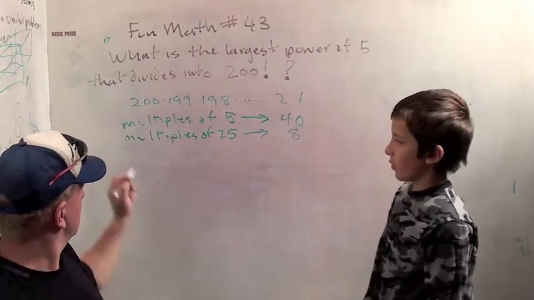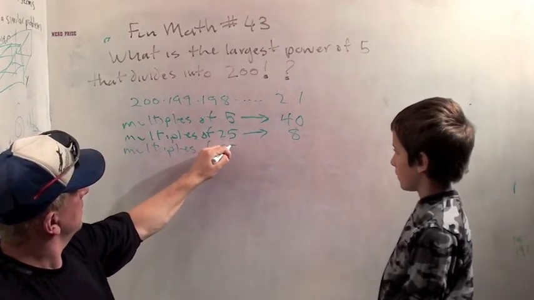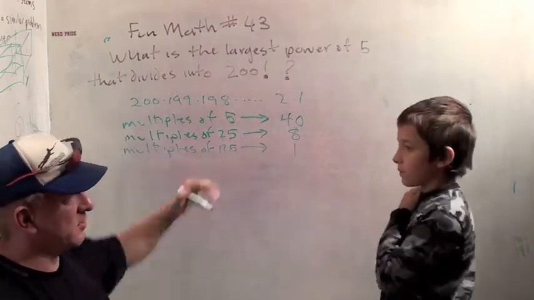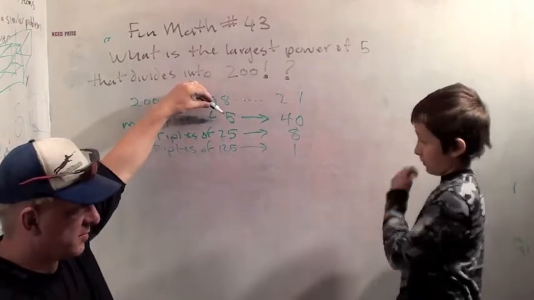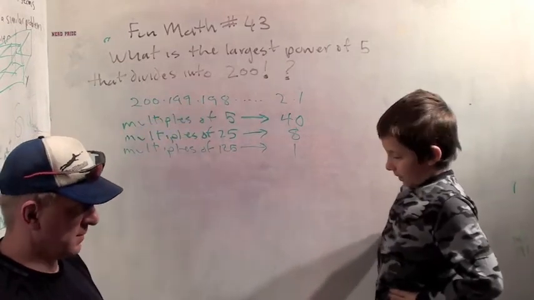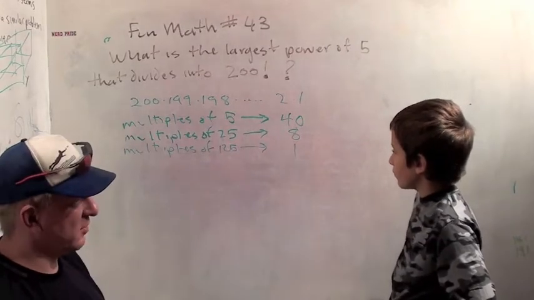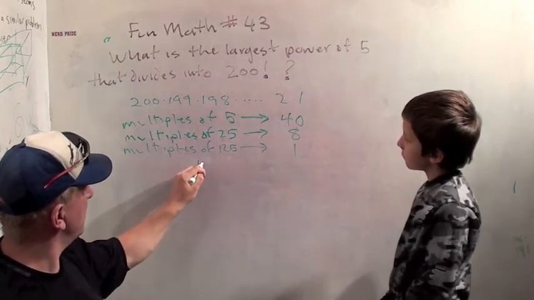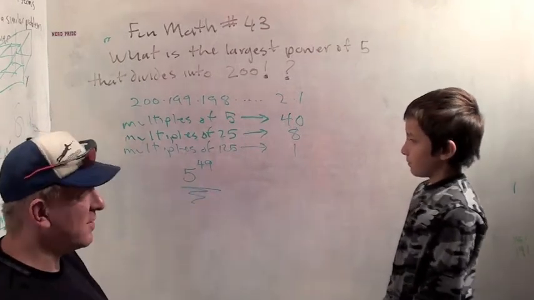No, but we can also do 125. There's only one of those. Now, how many 5s do we get for every 125? 3, but we already counted 2. We already counted one because it was a multiple of 5, one because it was a multiple of 25, so the 125 gave us one extra, right? Okay, so how many total 5s do we have in 200 factorial? We've got 49. So we know that 5 to the 49 goes into 200 factorial.